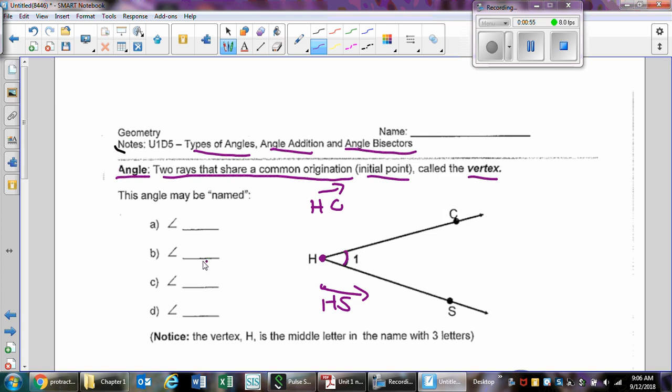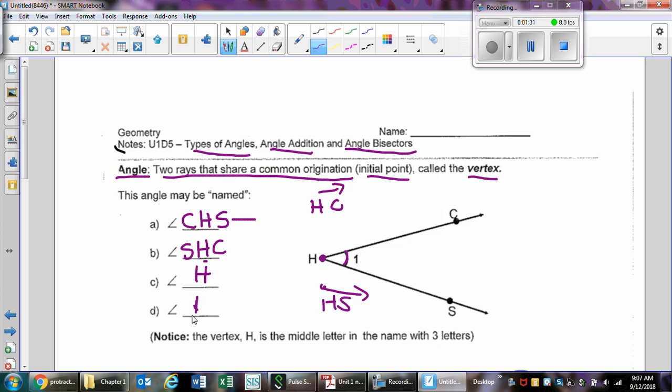Whenever you have an angle, there are different ways you can name it. The very common one is to name it by three letters, but the vertex needs to be in the middle. So I can name this CHS, or I can flip that and name it SHC. I can name it angle H, but you have to be careful: it has to be only that vertex. I can't have angle H representing two different things.